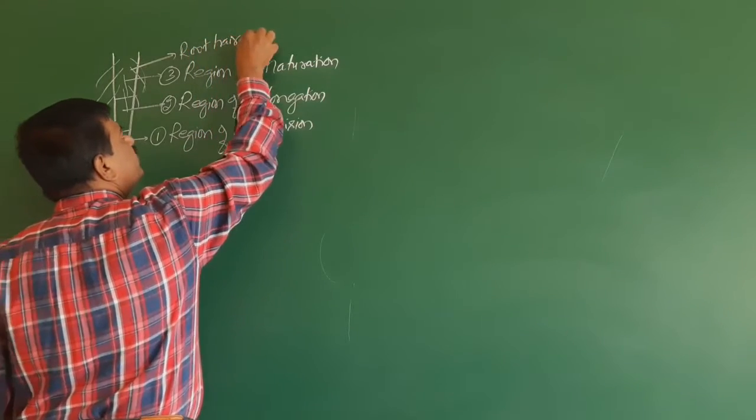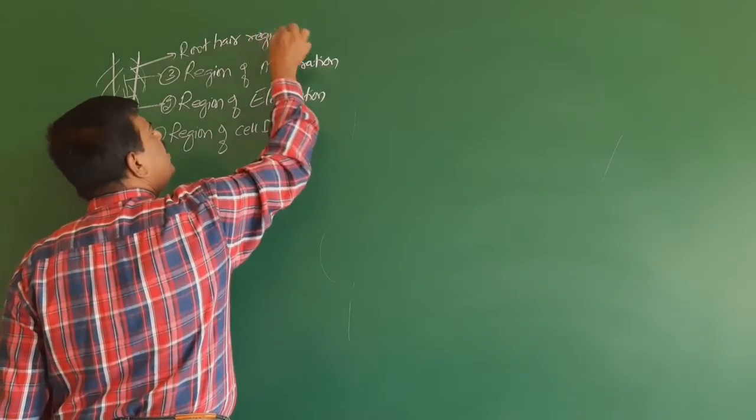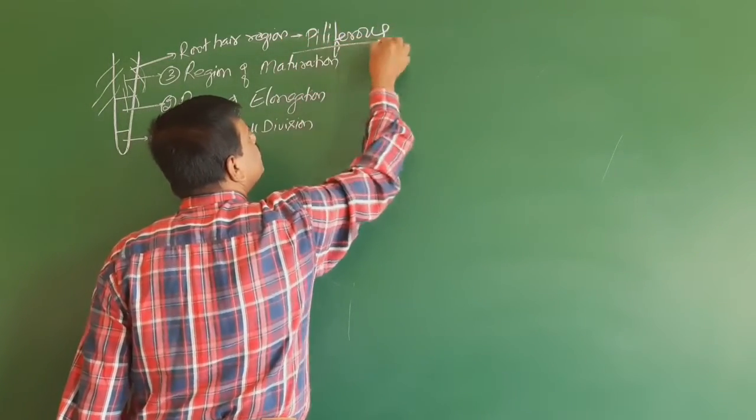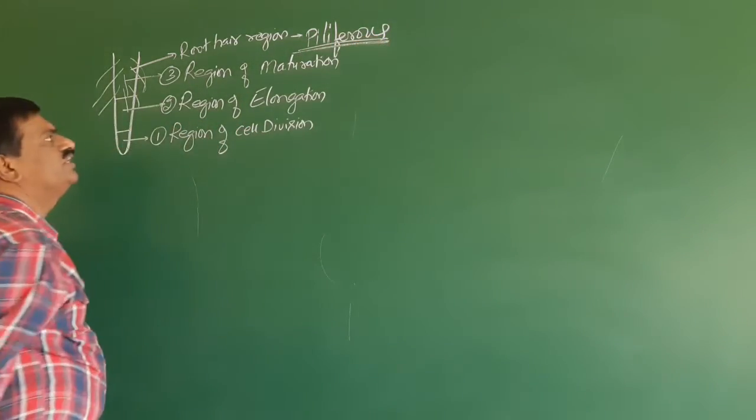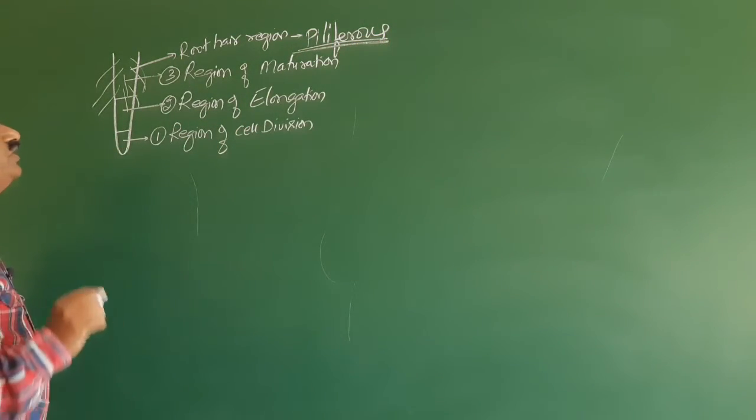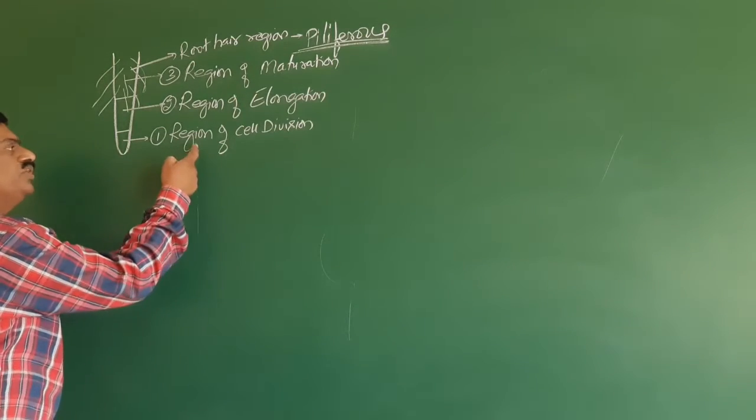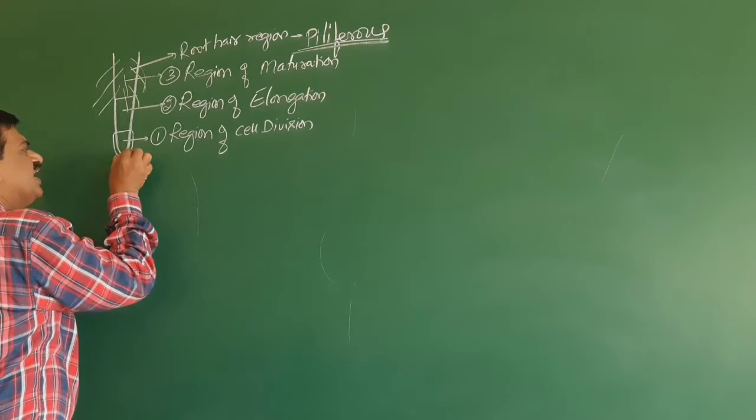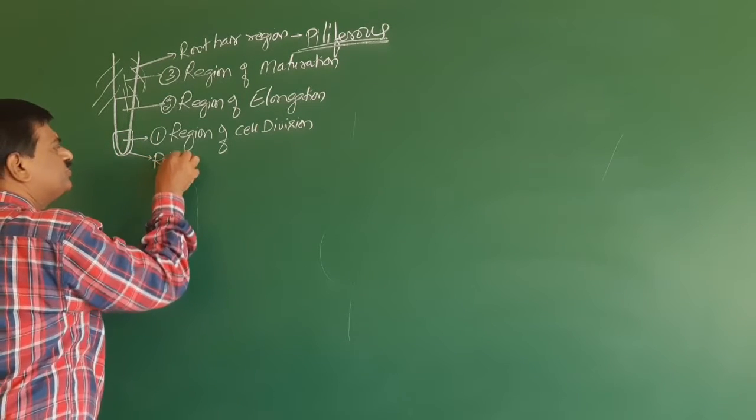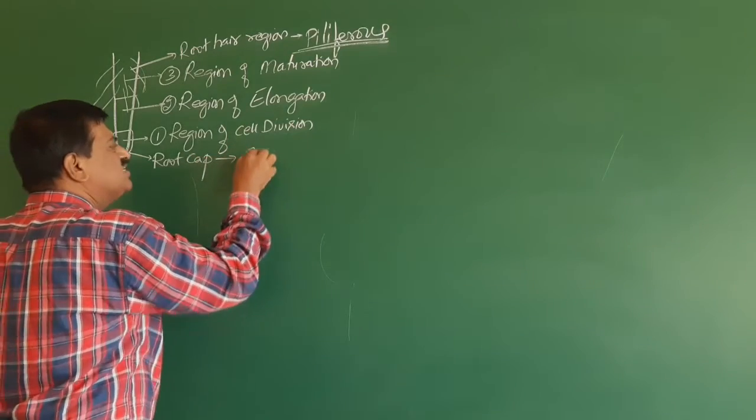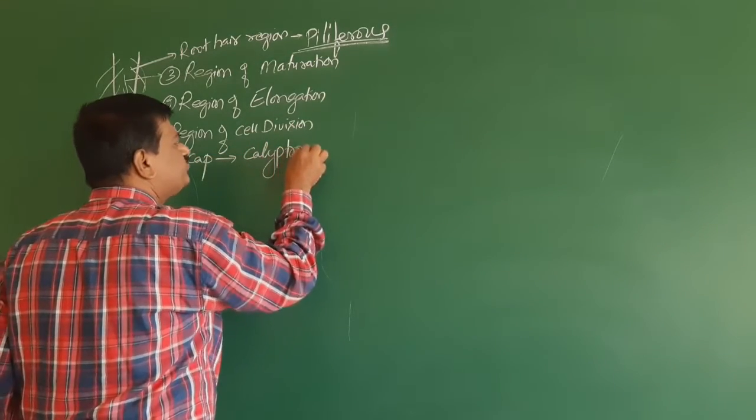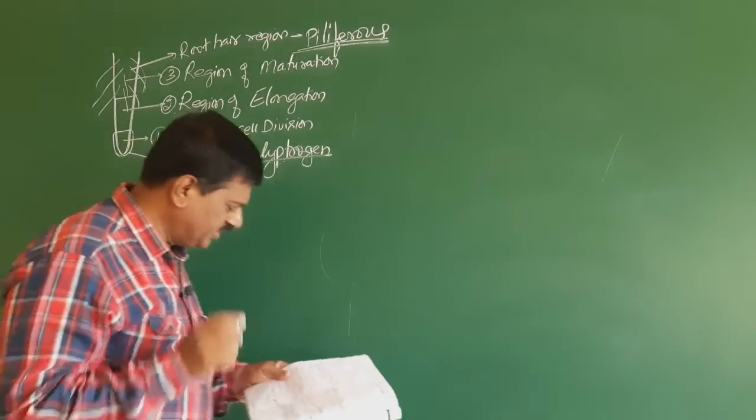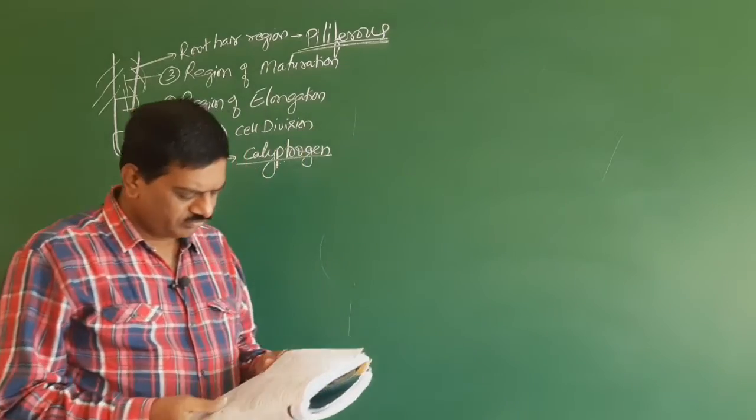Root hair region is called the piliferous region. This is to be noted, and it's very important. So the root hair region is called piliferous. Here the region of cell division is covered by a cap, and this cap is called the root cap. Root cap cells are called calyptrogen. So this should be remembered. Now we'll go for the question.